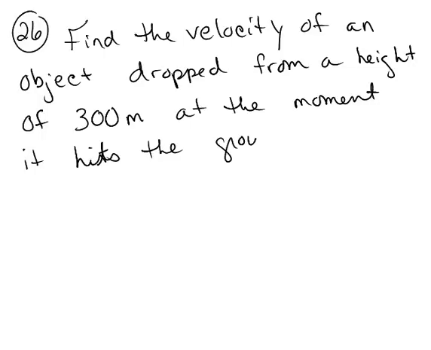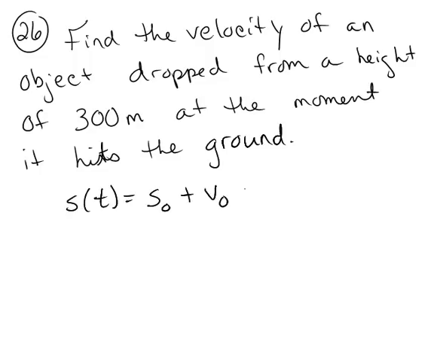All right, well, we have our formula that Galileo gave us for the position function: S of t is equal to S naught plus V naught t minus 1/2 gt squared. And so what we have to do is figure out what's what.